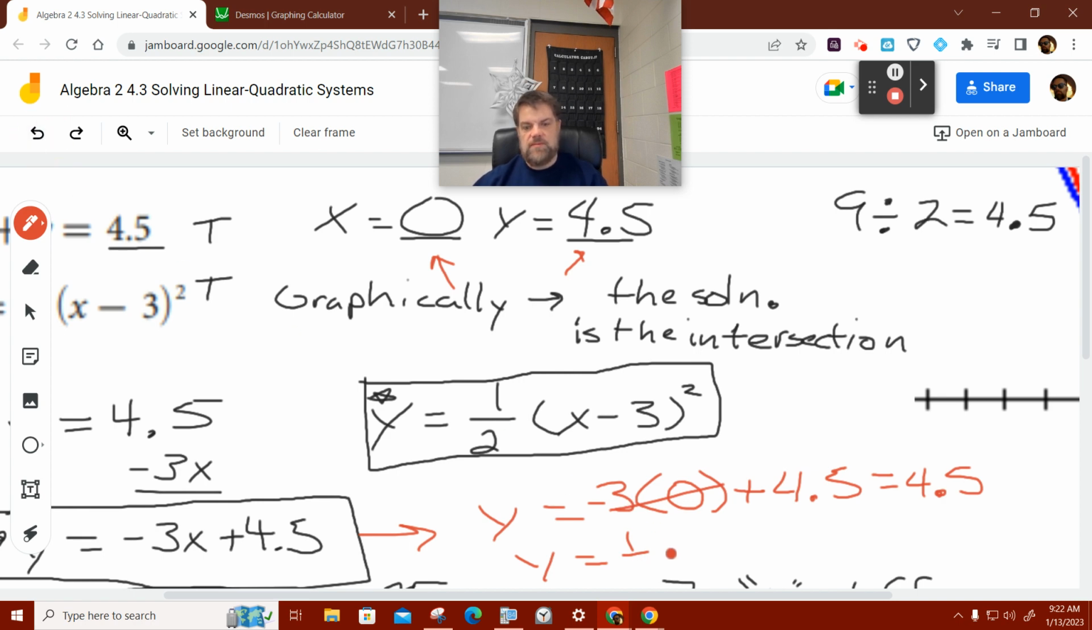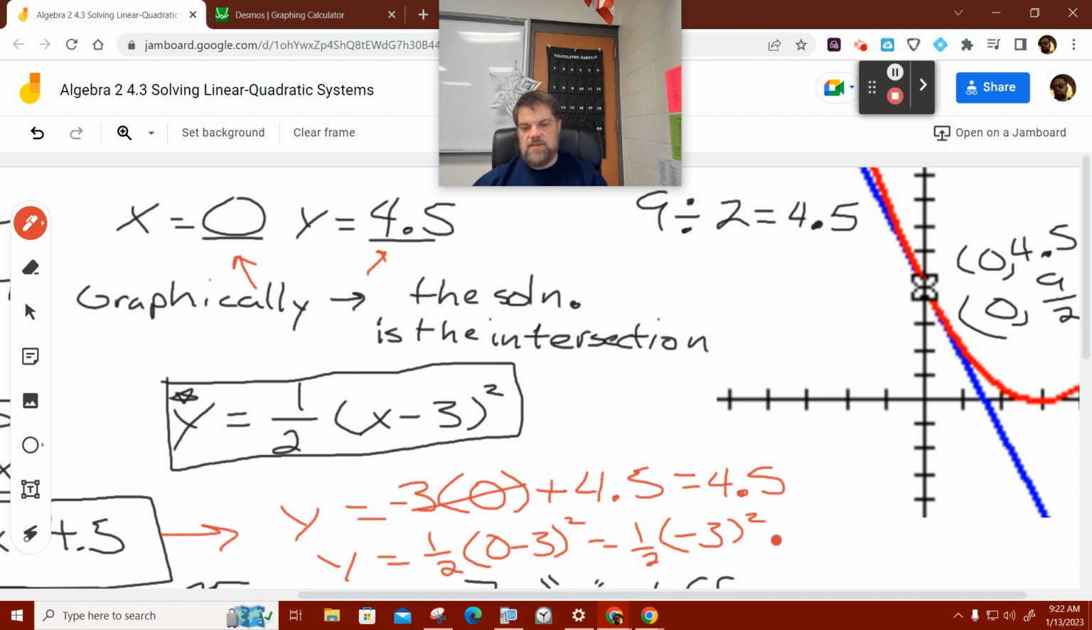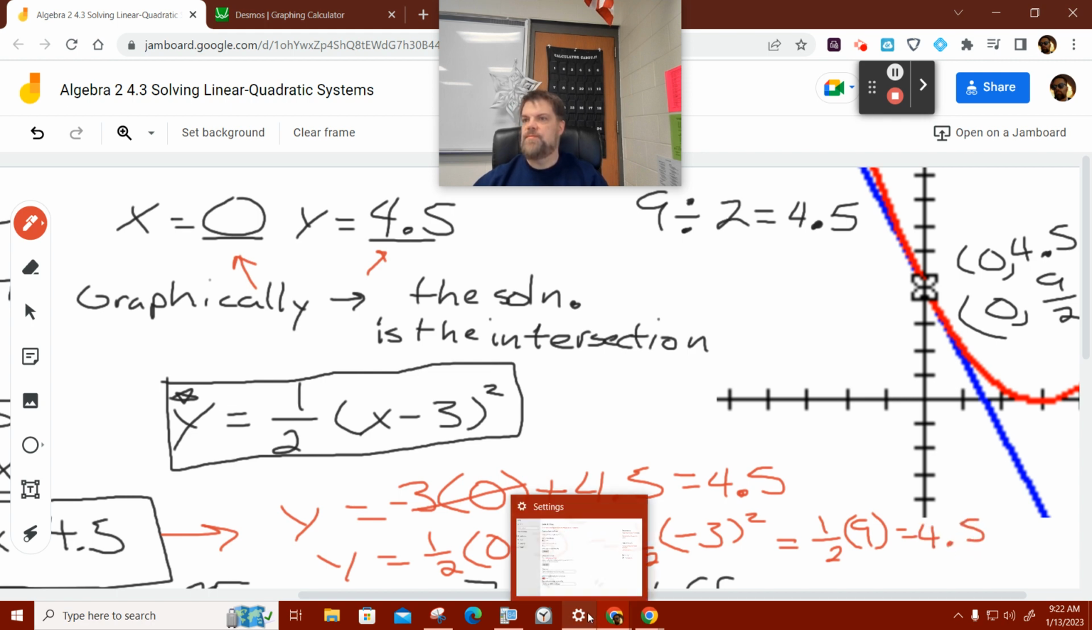Why did I put a 3? 1/2 times the quantity 0 minus 3 squared, which is really going to be 1/2 times the quantity negative 3 squared. What's negative 3 times negative 3? 1/2 times, oops, I'll do it again. 1/2 times 9, what's 1/2 of 9? 4.5. Does that make sense? That's a lot of work, right?